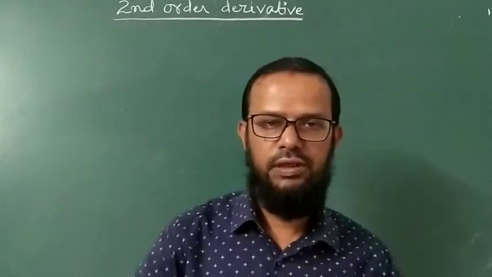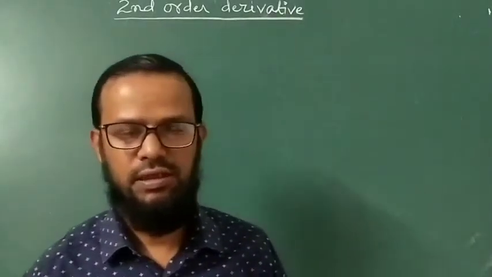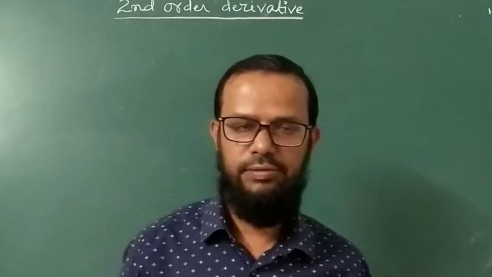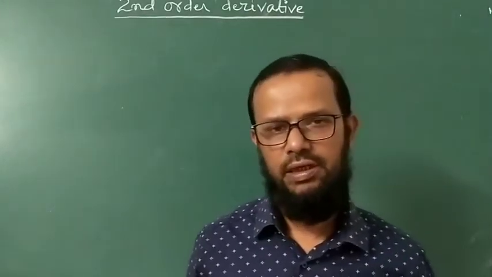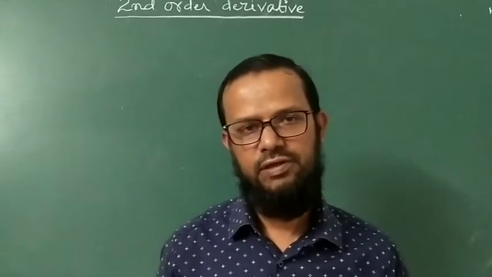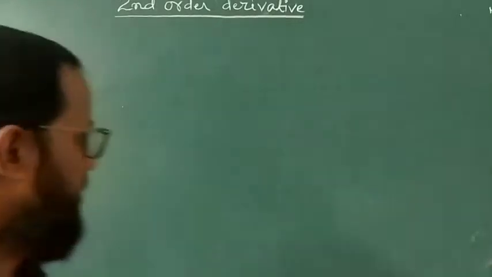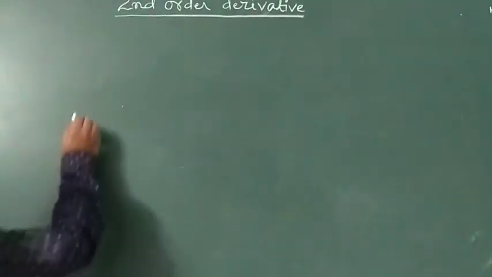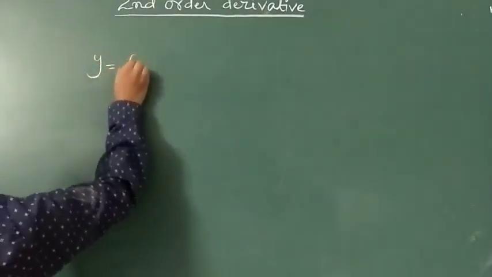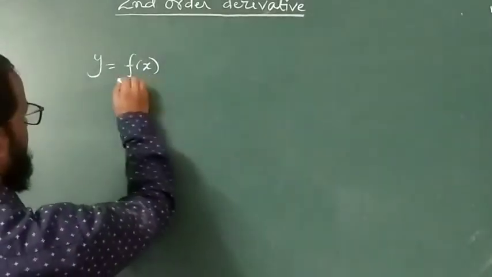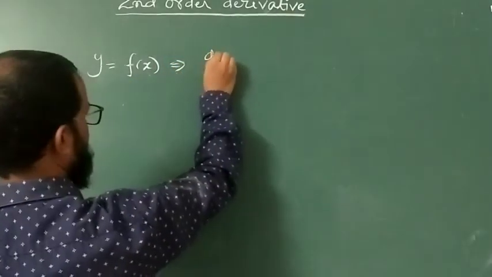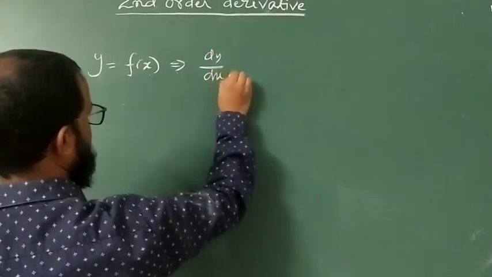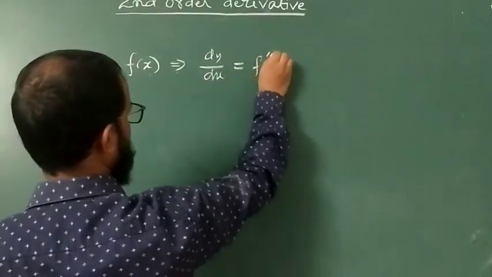Dear students, today I am going to discuss the second order derivative. You have already discussed the first order derivative of a function. What was the first order derivative? Suppose y equal to f(x) is a function. If you take the derivative of the function with respect to x, then dy by dx is equal to f dash x.